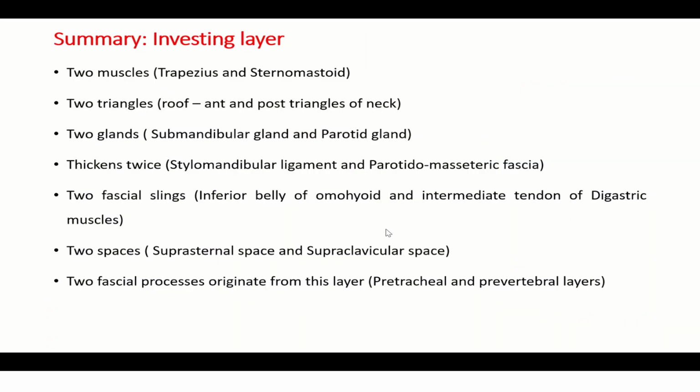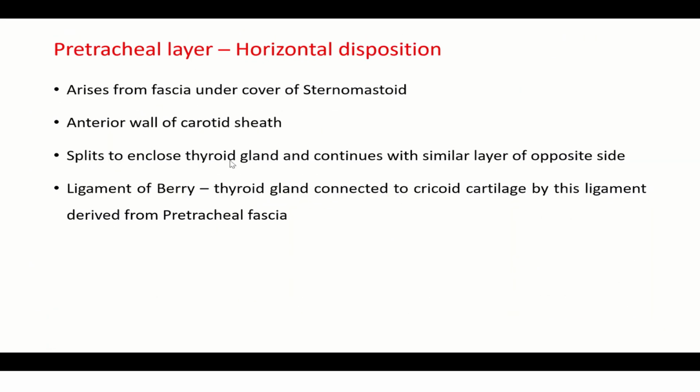This is about the investing layer. Now we'll go with the pretracheal layer. So let us trace it horizontally. It arises from the fascia under cover of sternomastoid, then forms the anterior wall of the carotid sheath, splits to enclose the thyroid gland and continues with a similar layer of the opposite side.